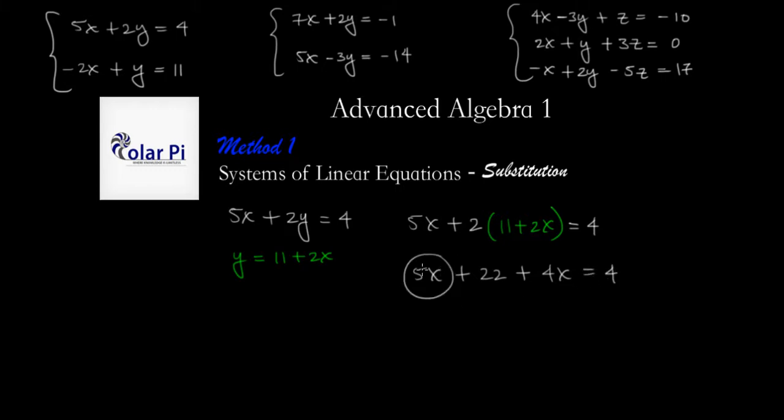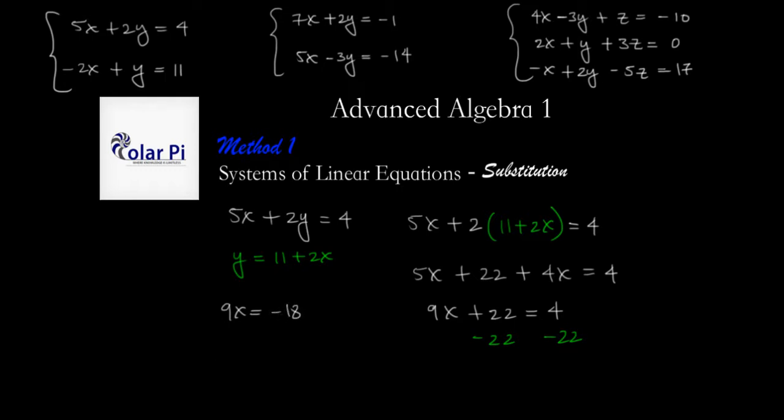Now we see that these are like terms, and we can combine them specifically to a 9x. So we have 9x plus 22 is equal to 4. And now what we're going to do is subtract 22 from both sides of this last equation we wrote. When we do, we can write 9x equals negative 18.